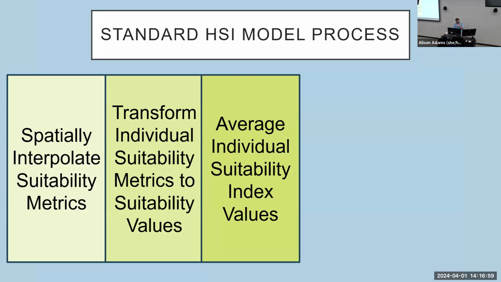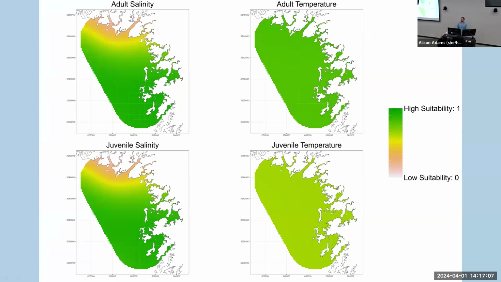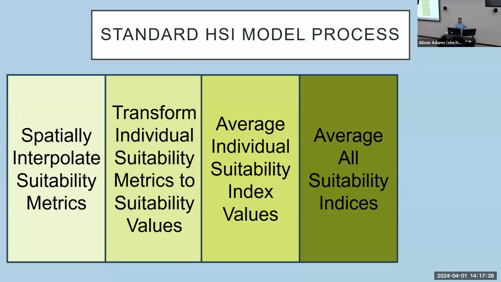Finally, you take these spatially interpolated values, transform them, and then average them across time at each site. Here's what that ends up looking like for Suwannee Sound. So you can see for adult and juvenile salinity, we have this contour line at the northern end, indicating that as we move away from the river mouths, we end up with higher suitability for salinity. Additionally, for adult and juvenile temperature, it's fairly homogeneous across the entire system, with suitable habitat for juveniles and highly suitable for adults. You then average all of these different indices into one large index to give you the overall suitability map for your area.